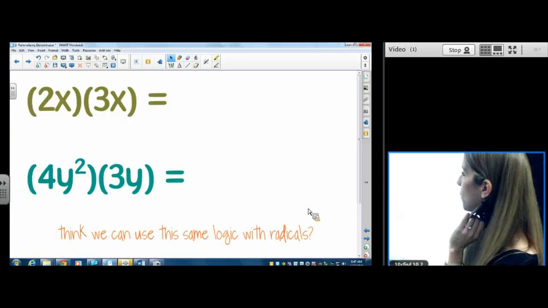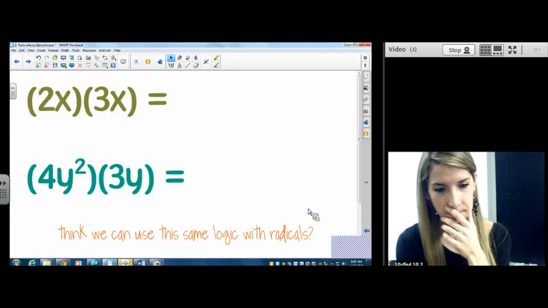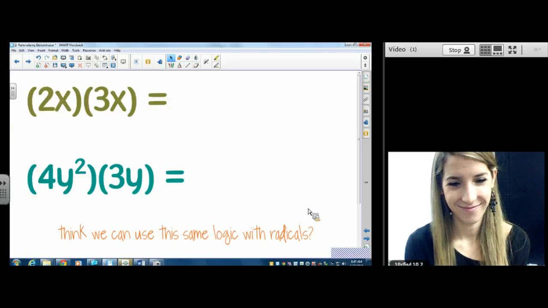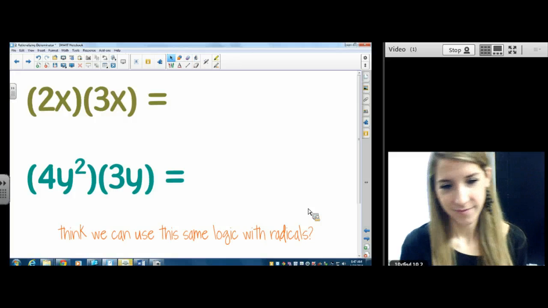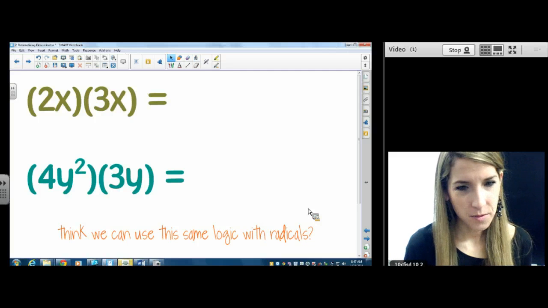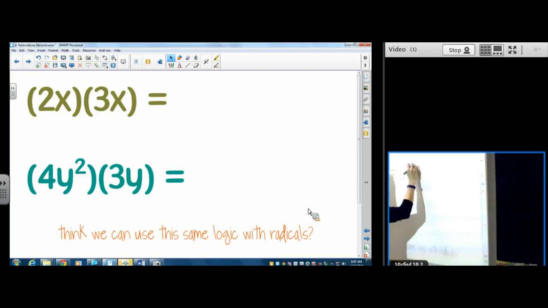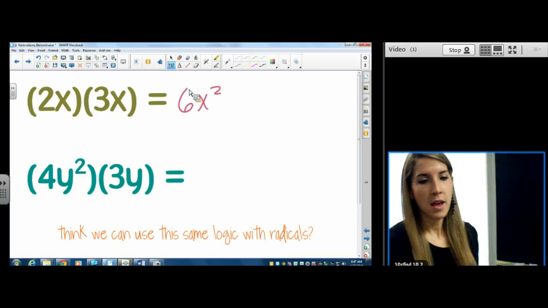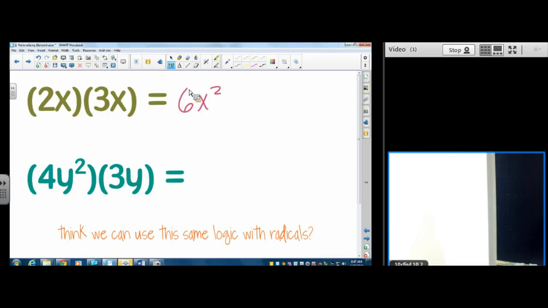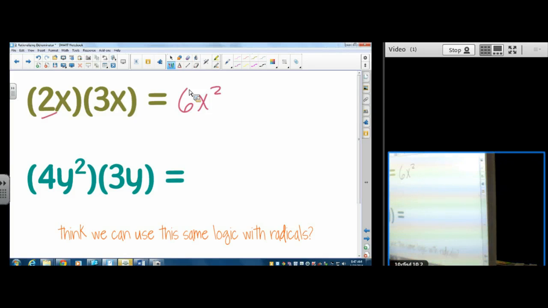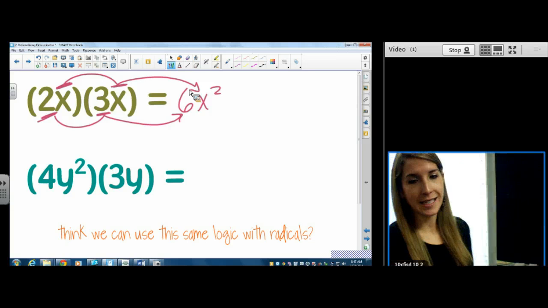If I said, what is 2x times 3x, you would say it is 6x squared. So, how does that work? First, we multiply the numbers together. 2 times 3, and you get 6. Then, we multiply the variables. X times x is x squared. So 2x times 3x is 6x squared.